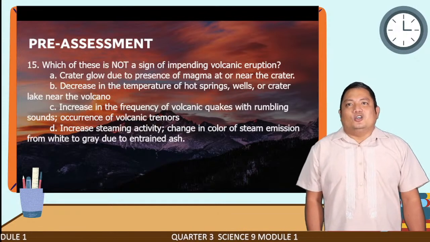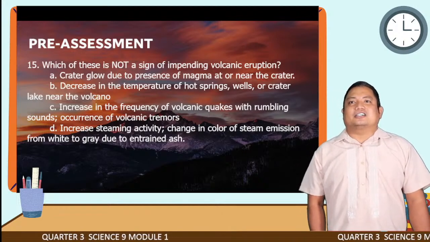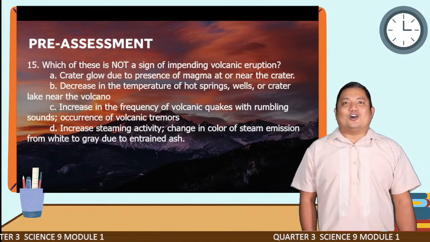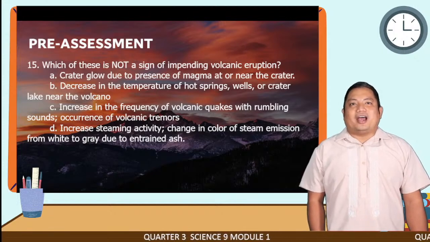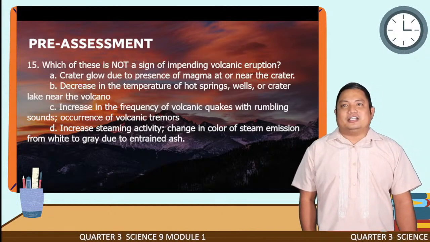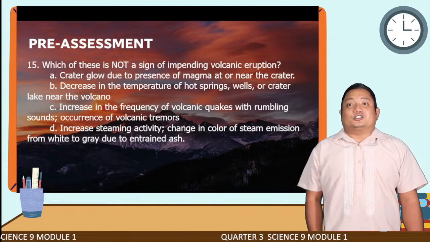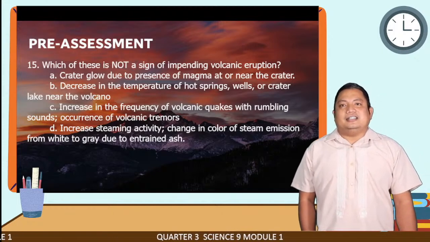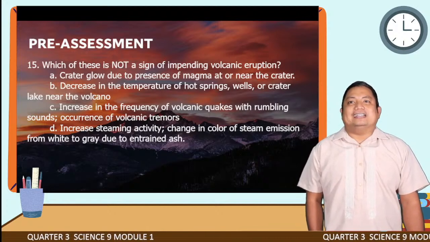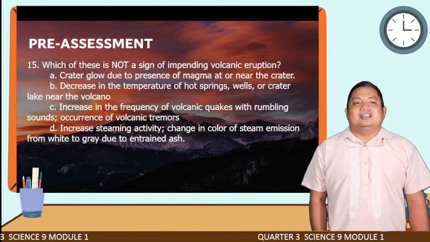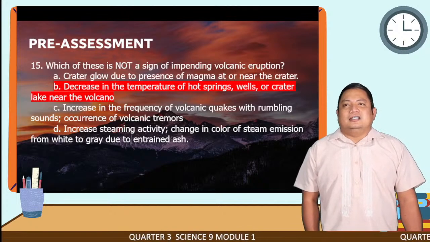Number 15. Which of these is not a sign of an impending volcanic eruption? Letter A. Crater glow due to presence of magma at or near the crater. Letter B. Decrease in the temperature of hot springs, wells, or crater lake near the volcano. Letter C. Increase in the frequency of volcanic quakes with rumbling sounds, occurrence of volcanic tremors. Or letter D. Increase in steaming activity, change in color of steam emission from white to gray due to entrained ash. What is your answer? Correct. It is letter B.